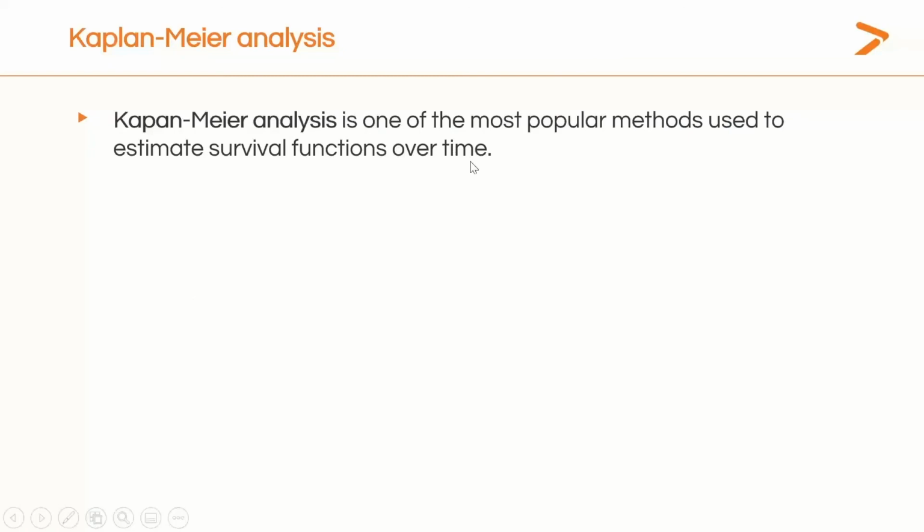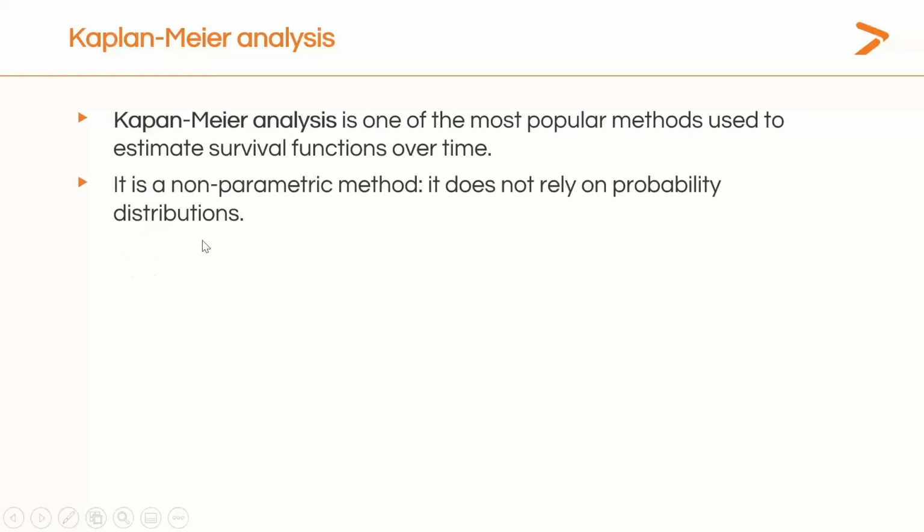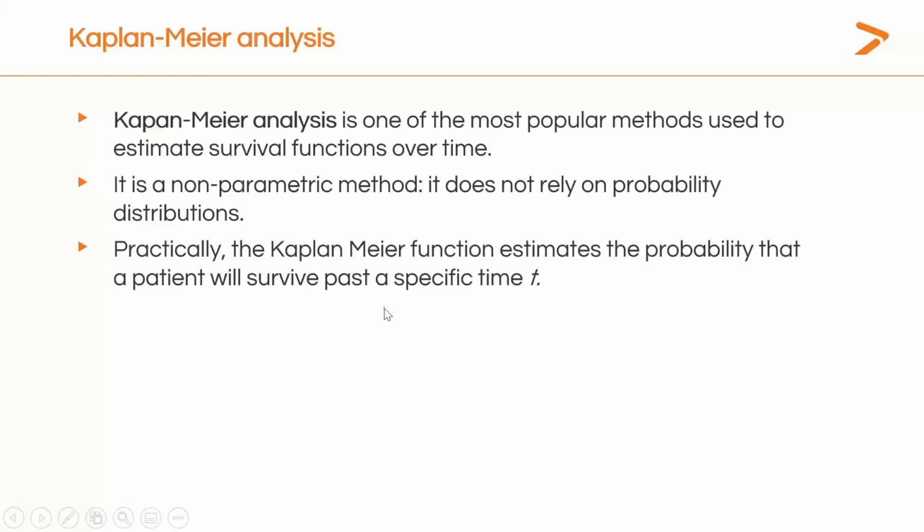So this is one of the most popular methods used to estimate survival functions over time. It is a non-parametric method. It does not rely on probability distribution, so it's a very robust analysis. Practically, the Kaplan-Meier function estimates the probability that a patient will survive past a specific time t.